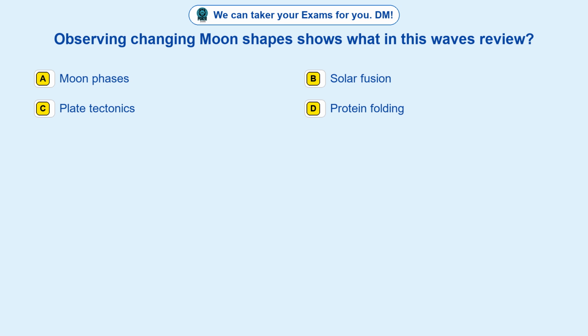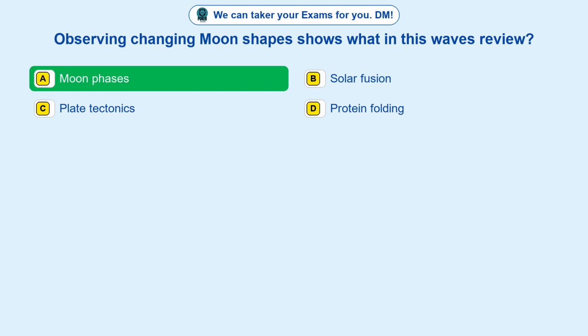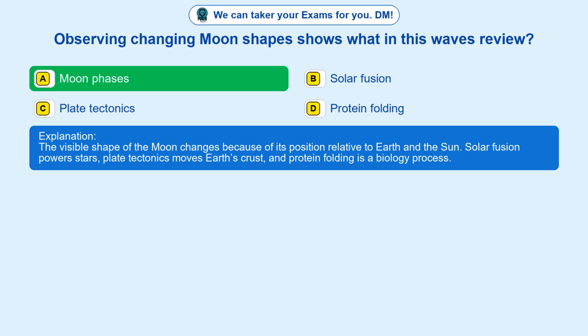Question 90. Observing changing moon shapes shows what in this waves review? Option A, moon phases. Option B, solar fusion. Option C, plate tectonics. Option D, protein folding. The correct answer is option A. Moon phases. The visible shape of the moon changes because of its position relative to Earth and the Sun. Solar fusion powers stars, plate tectonics moves Earth's crust, and protein folding is a biology process.